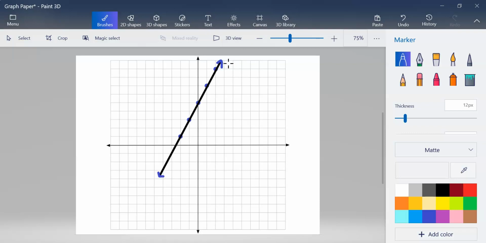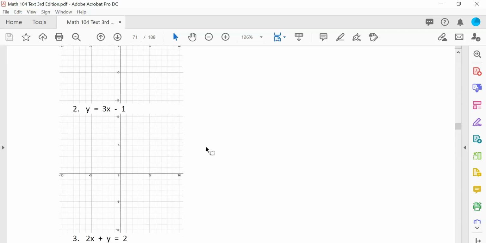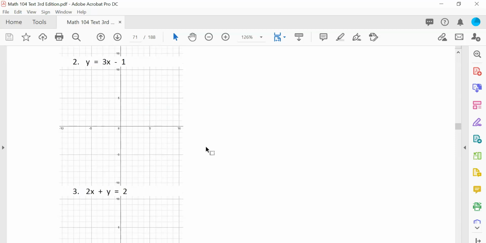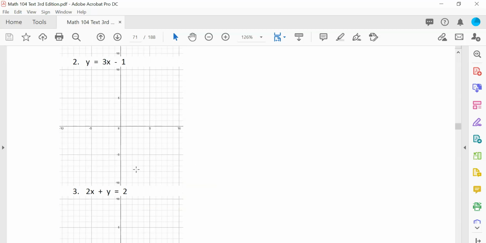So now we've graphed using the table method y equals 2x plus 5. I want you, if you haven't yet, to go ahead and try to graph y equals 3x minus 1 on your own, and then graph 2x plus y equals 2 on your own as well. Push pause, and I will do number 2 in about 5 seconds.